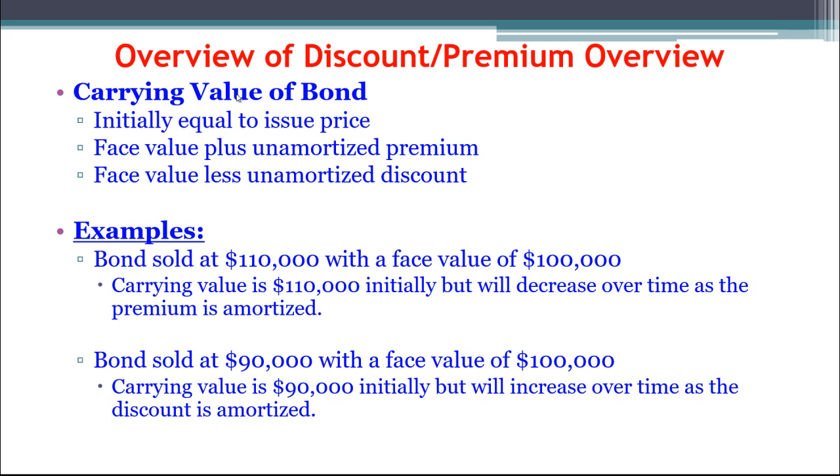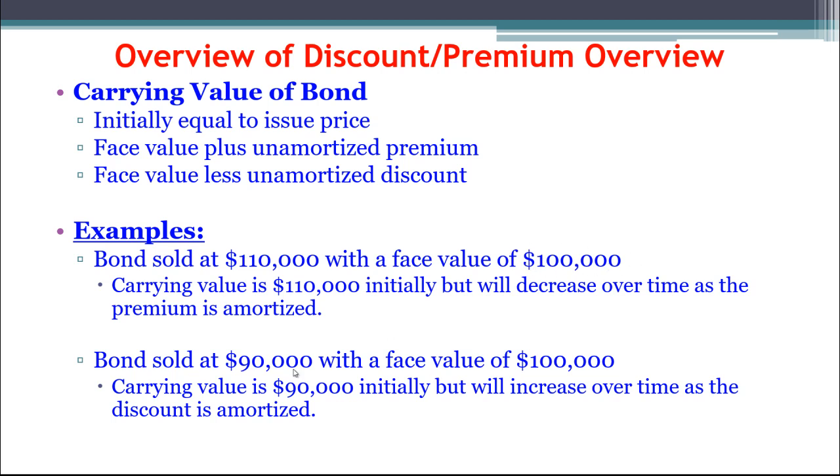That's the term we'll use here. It's the issue price plus any unamortized premium and less any unamortized discount. So here we have an example. The bond is sold at $110,000 with a face value of $100,000. The carrying value initially is $110,000, but it will decrease over time as the premium is amortized. Eventually it'll hit $100,000 by the end of this bond's life.